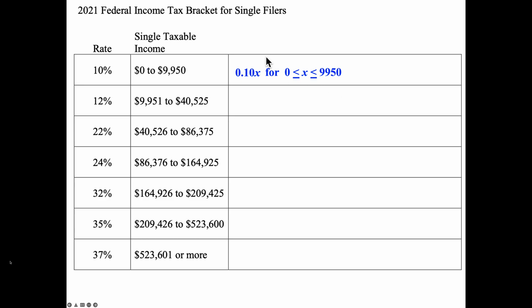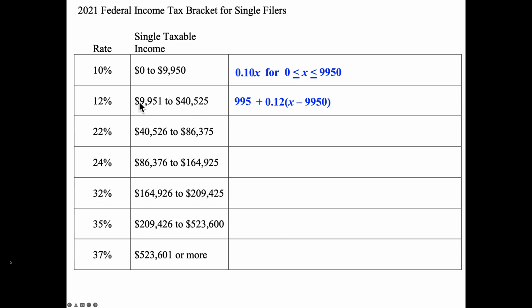And just like Joe's incentive problem, we want to max out the first bracket. Take the 9,950, multiply it by 0.10, $995. Now add to it the 12% as a decimal multiplied by x minus the previous max in the domain restriction, because we've already paid the tax up to this number.